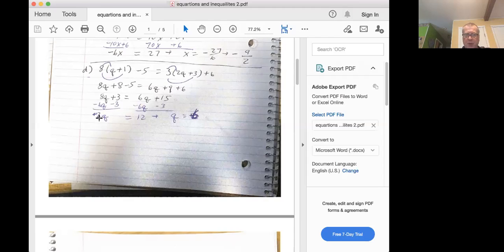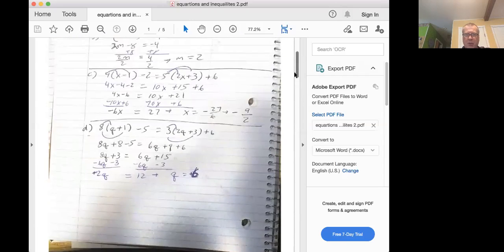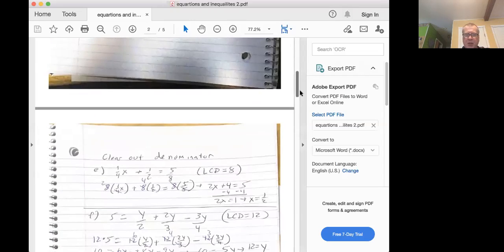When we add up the 2q and the 8q, and the minus 6q, we get 2q. Divide both sides by 2, and we get q equals 6. And you should be able to check those. How can we check them? By taking the answer we have and plugging in for the variable in the original equation. Left side has to equal right side.